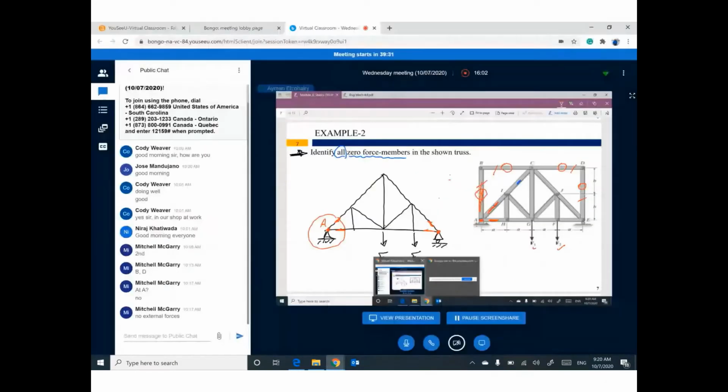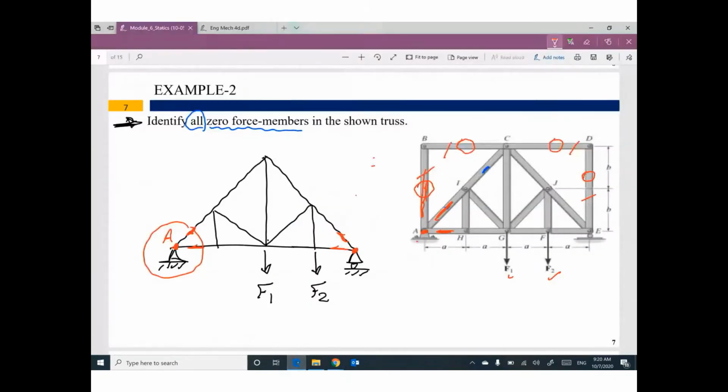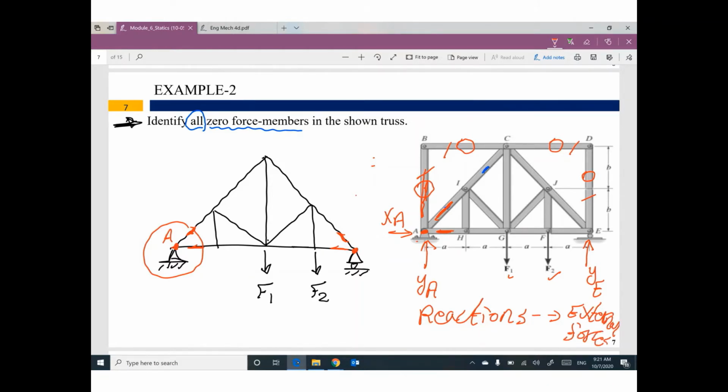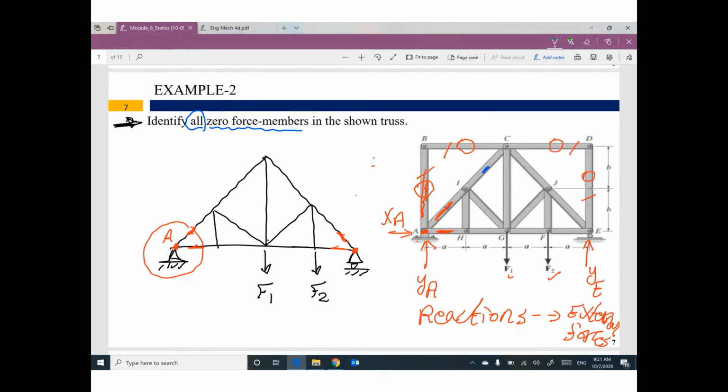No external forces? No, that's wrong. Guys, we have at A reactions, YA and XA. We have at E a reaction, because it's a roller, YE. Reactions are considered external forces. Reactions can be considered external forces. So I cannot say this member and this member are 0.